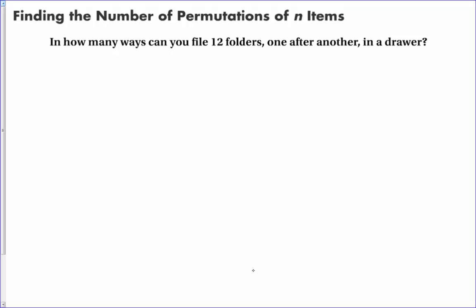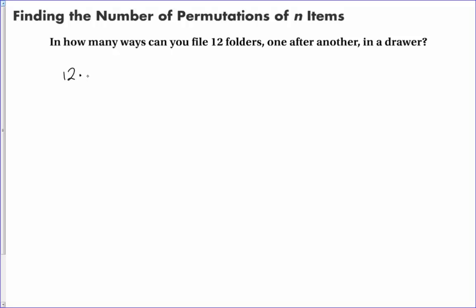So, finding the number of permutations of n items. Now, for this example, I'm going to demonstrate the fundamental counting principle. It says, in how many ways can you file 12 folders, one after another, in a drawer? Well, if you have 12 folders, you can pick any one of those 12 folders. So you have 12 possible choices for the first file in the drawer. Then you're going to multiply that, because remember, we're using multiplication to count.